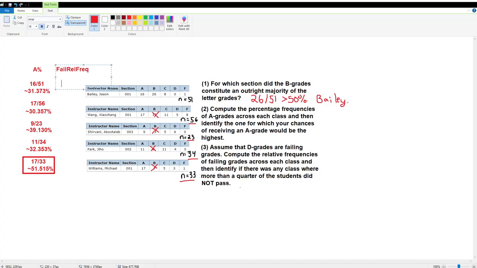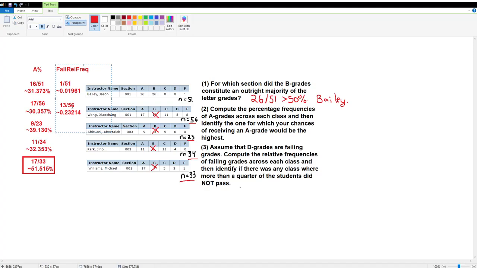All are fine. For first one, we only have one student who had an F, no D's, so 1 over 51. And in that case, that's going to come out to be roughly 0.01961. For the next class, we have 13 total D's and F's. 5 plus 8, 13. 13 out of 56. I'll put the tilde there for rounding. And that comes out to be about 0.23214.